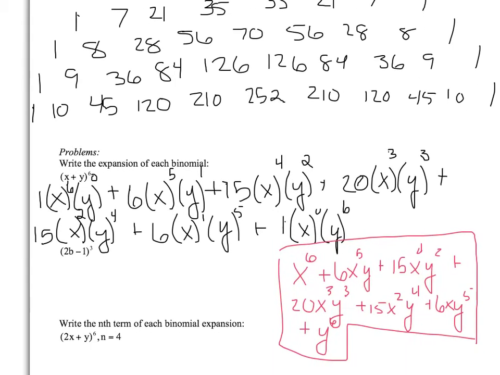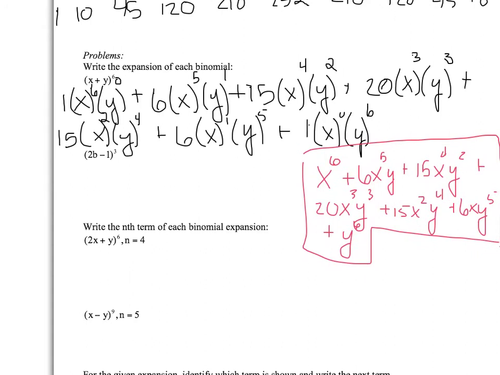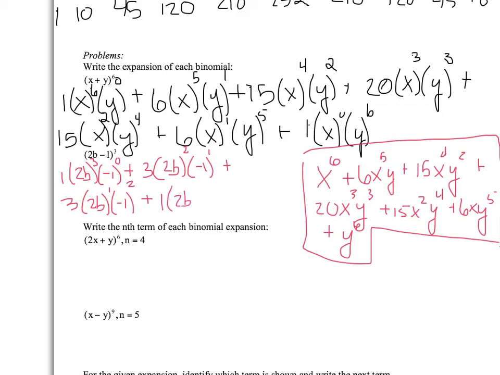1, 3, 3, 1. So it starts out as a 1 times 2b to the third times negative 1 to the 0, plus 3 times 2b squared times negative 1 to the first, plus 3 times 2b to the first times negative 1 squared, plus 1 times 2b to the 0 times negative 1 cubed.